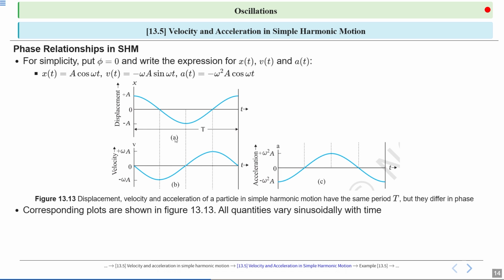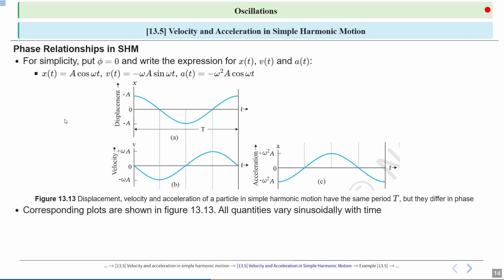Look at figure 13.13, which shows how displacement, velocity and acceleration all change over time. Even though they all repeat with the same period T, their peaks and zero points don't line up. This is what we mean by differ in phase. All three quantities follow a sinusoidal pattern, but they are shifted relative to each other.